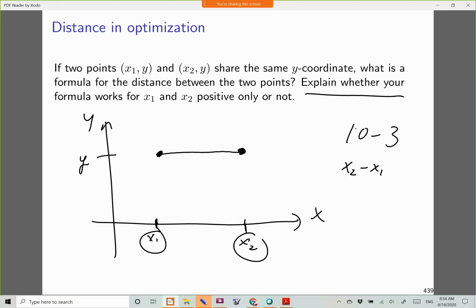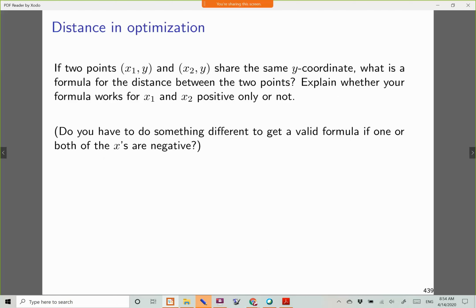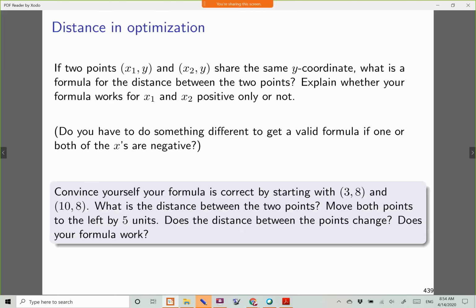So here, okay. So does our formula work even if x1 and x2 are positive, negative? Is it going to work out? Does the formula still work in general of x2 minus x1? In other words, do you have to do something different if one or both of the x values happens to be negative? And I'd say you don't have to actually do anything different. So I want to imagine the following scenario. Like I'm going to draw.